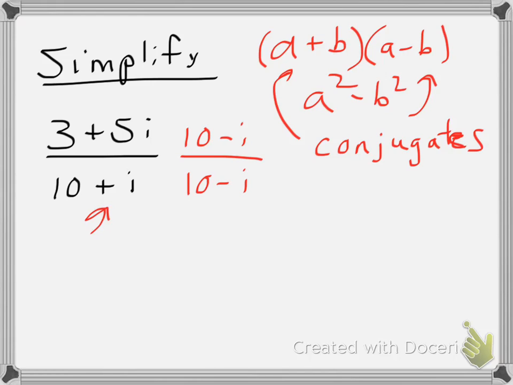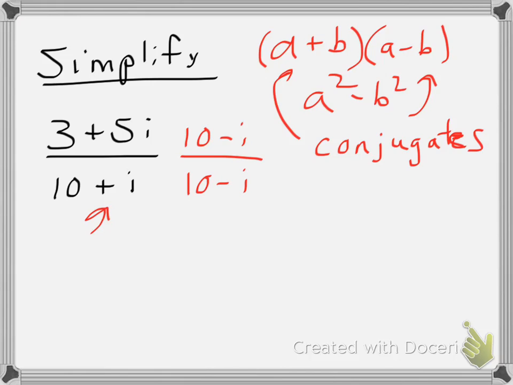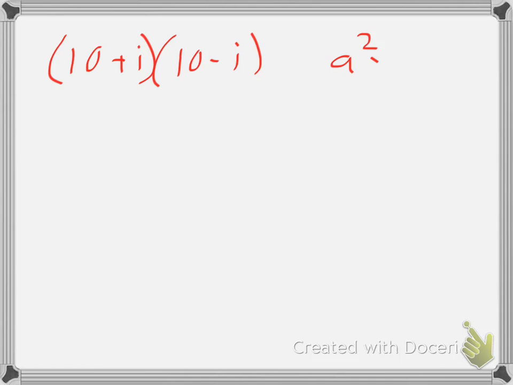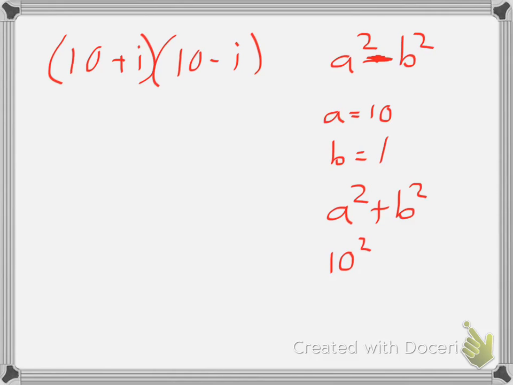Now to simplify this, to shorten it up, I can take my denominator, which is 10 plus i and 10 minus i, and follow the same principle as these conjugates here, and I'm going to end up with a squared minus b squared. In this case, my a being 10, my b being 1, the coefficient of i. Now it's going to be slightly different though, because the original rule was subtraction. Our new rule is going to be a squared plus b squared. In this case, 10 squared plus 1 squared.